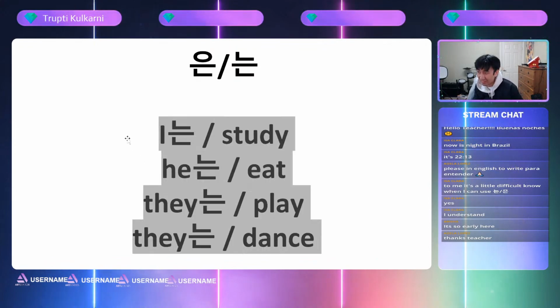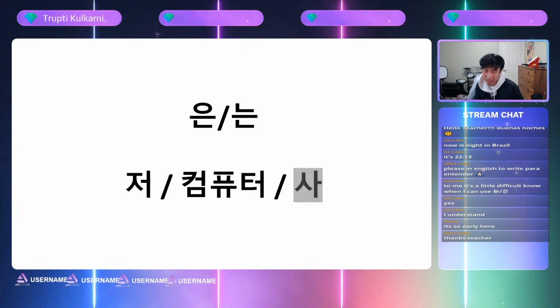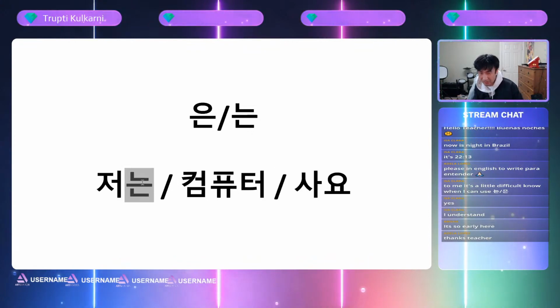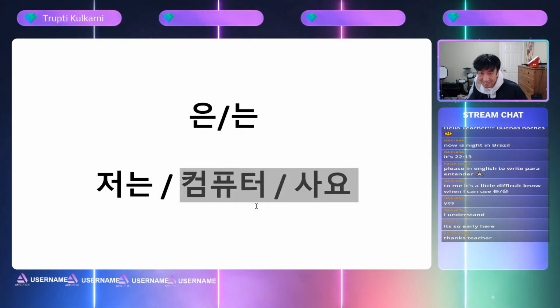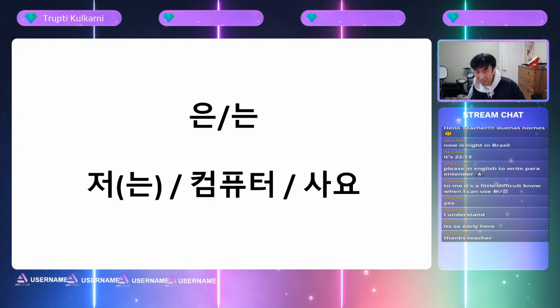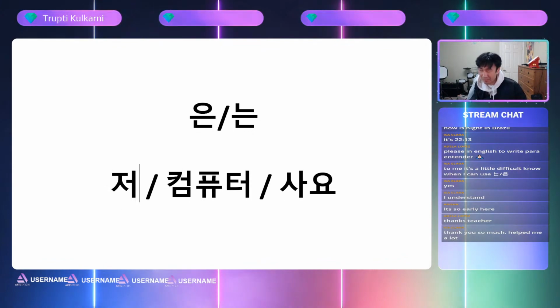If that makes sense. So like 저 컴퓨터 사요. Like I computer buy. The I just gets the 는 because I is the main character of the sentence. Like who's buying the computer? Oh, I'm buying the computer. So it's like I는 컴퓨터 사요. But the thing is the particle is not necessary. So you don't need to put it if you don't want to. You can just say 저 컴퓨터 사요 and that makes total sense.